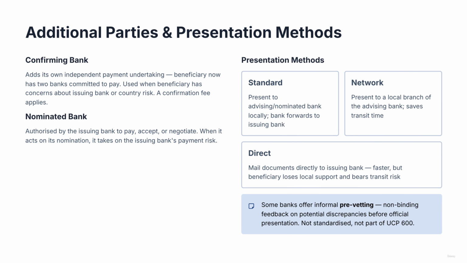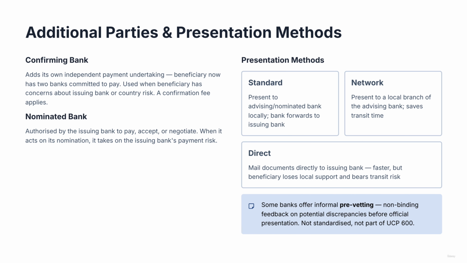Two additional parties appear in more complex transactions. A confirming bank adds its own independent payment undertaking to the LC. The beneficiary now has two banks committed to pay, the issuing bank and the confirming bank. Confirmation is typically requested when the beneficiary has concerns about the issuing bank's credit standing or the political risk of the issuing bank's country. The confirming bank charges a confirmation fee for taking on this risk.